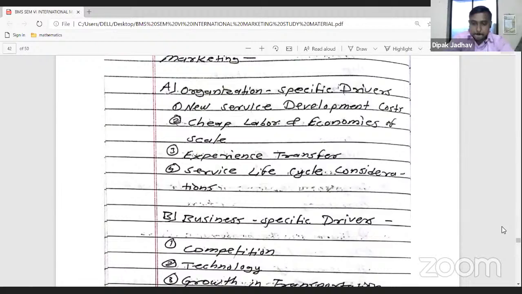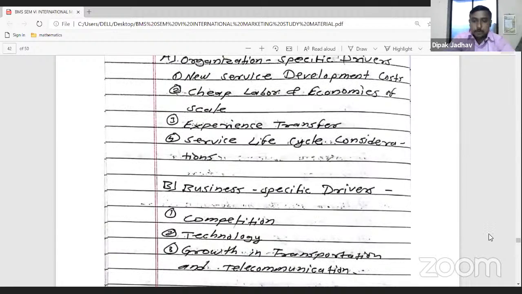Then experience transfer: the experience we are getting from all over the globe can be transferred from one market to another market and utilized for better results. Then the service life cycle consideration: how better services can be provided, or whether the service or product we are launching is applicable for a long time.